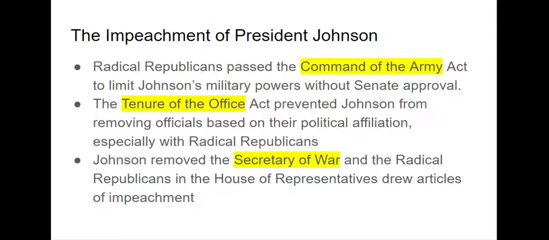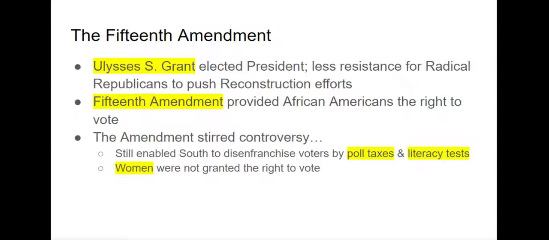And the radical Republicans, specifically in the House of Representatives, were outraged and drew articles of impeachment, and Andrew Johnson became the first president to be impeached. They did not, however, remove him from office. They only missed by one vote.